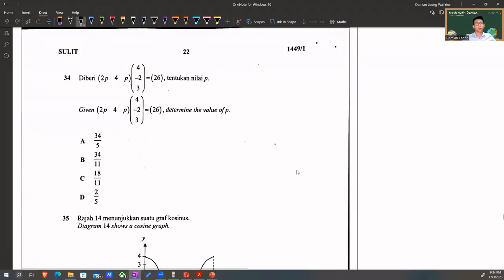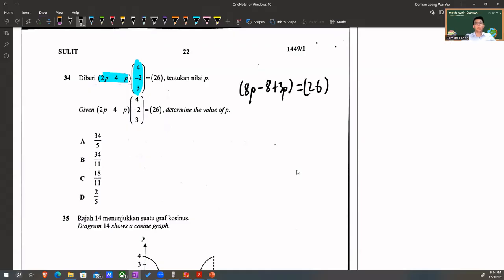Question 34. Given this matrix equation, I multiply. Make sure you multiply first matrix follow row, second matrix follow column. So this whole thing is in one group. So first number times first number, 2p times 4, 8p, plus second number times second number, 4 times -2 minus 8. Then third number times third number, p times 3, 3p plus 3p equals 26.